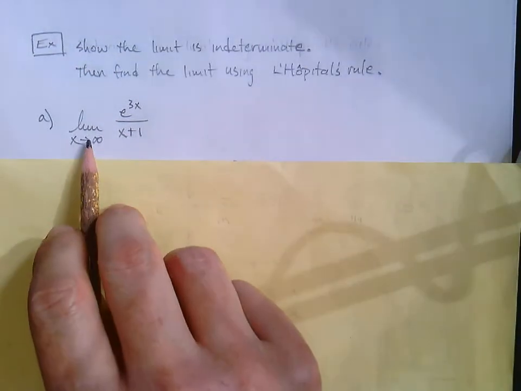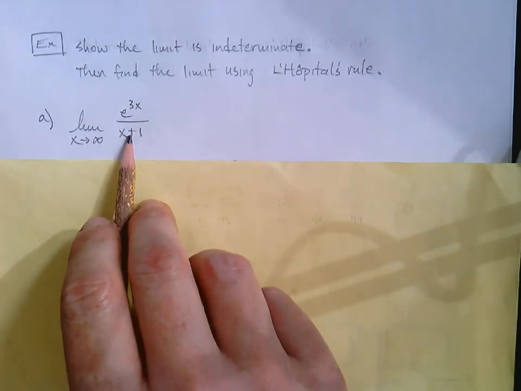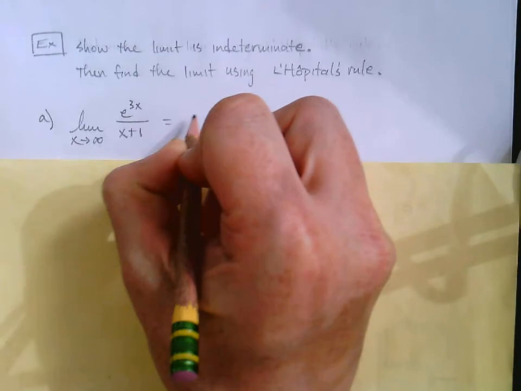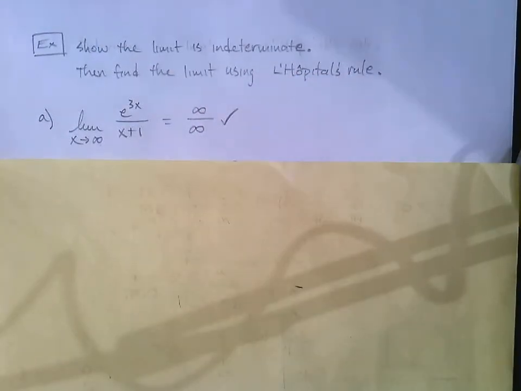Our first example: the limit as x approaches infinity of e to the 3x over x plus 1. Well, we already talked through it. Yes, this is infinity over infinity. So I'm just going to say check. That's an indeterminate form, and we can proceed.